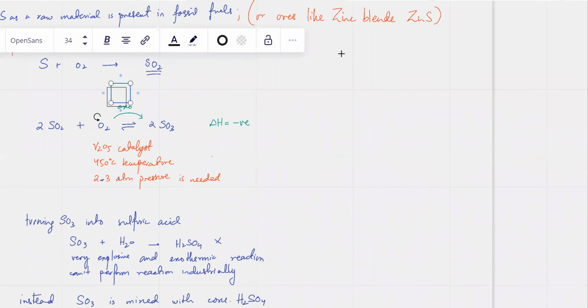We'll do the limestone cycle. It's not a cycle. It's basically one step.